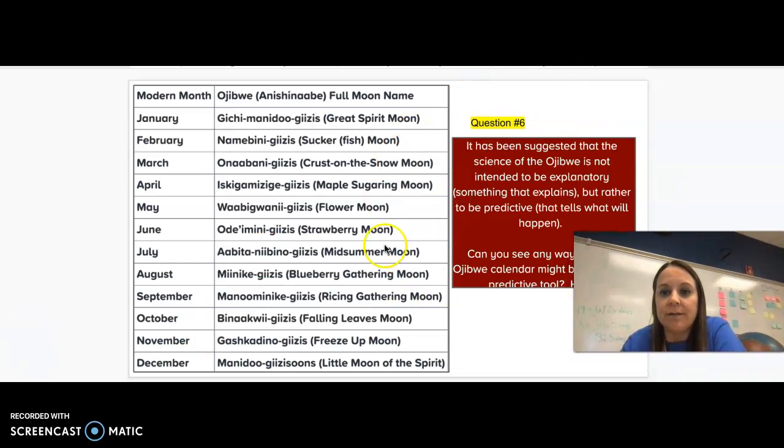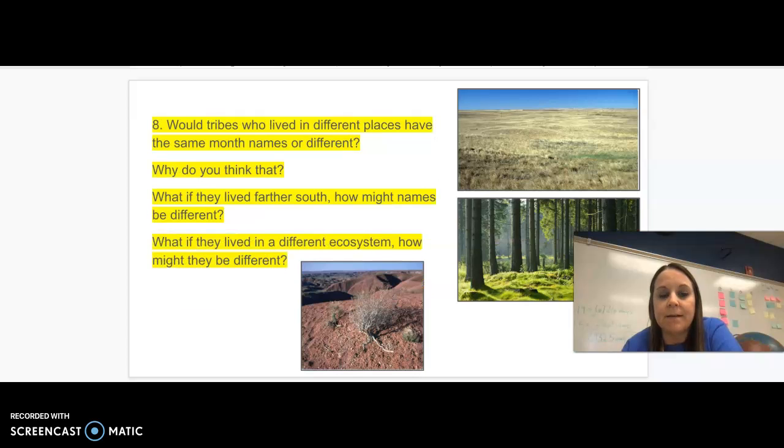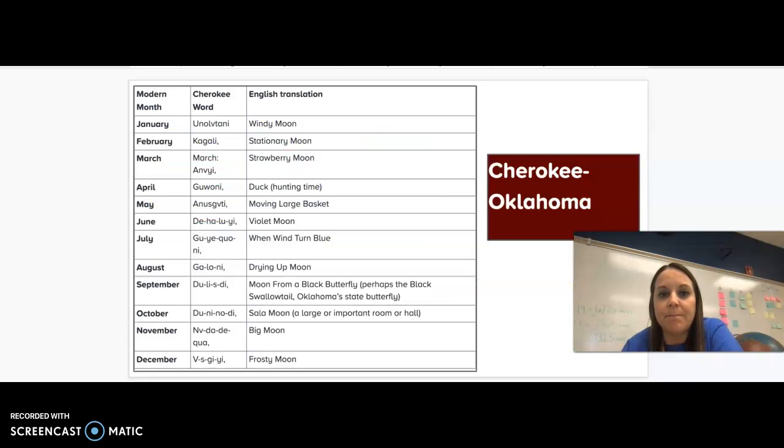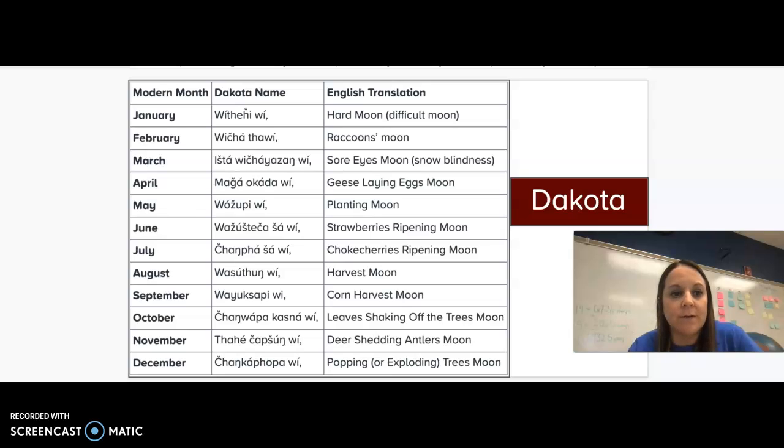And then answer the question as best as you can. Next slide, same thing, just answer it as best as you can. Same one with question 8. Then it goes into a whole bunch, and these ones might help you on question number 8. It has some different tribes from different parts of the United States. This one is the Cherokee. They're based in Oklahoma. It has the month and then what they call that. And we have the Navajo, which are in the southwestern United States, so Arizona, New Mexico, Utah. Then the Dakota, which we know are here in Minnesota and Wisconsin as well.